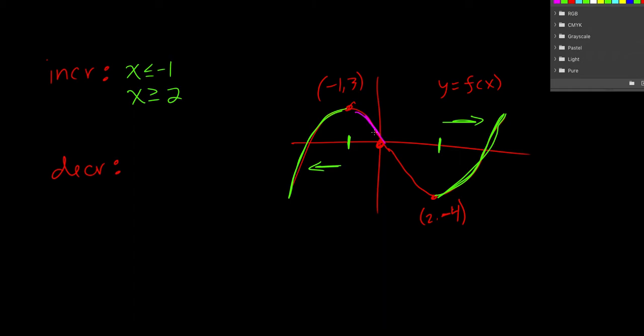Now decreasing is going to be this purple section right here. And so we can represent that with a single inequality. We can say x, when x is in between those two x values, so -1 and +2. So when we're going uphill, as we travel from left to right, we call it increasing. If we're going downhill, we call it decreasing. Okay, now we're going to move on to the next example.